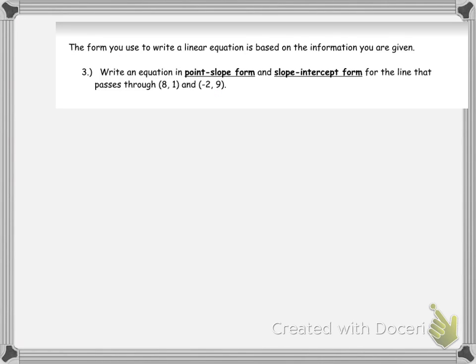So you saw you have a list on the previous page of the different possible forms of an equation, and the form you choose to write, or the form that's most useful, is really going to depend on what information you're given. So we want to write an equation in point-slope form and slope-intercept form for a line that passes through 8, 1 and negative 2, 9. Now, when I'm given 2 points, I am going to likely use point-slope form because I can find the slope from 2 points, and then I already have a point to use. So I want to use the points to find the slope.